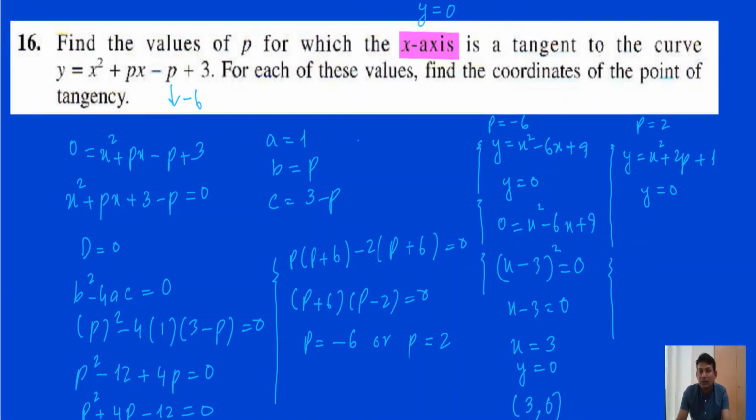When you move here, 0 is equal to x squared plus 2x plus 1, which is also a perfect square: x plus 1 whole squared. X is coming minus 1. So the coordinates here are (minus 1, 0). This is the way I have done question number 16.